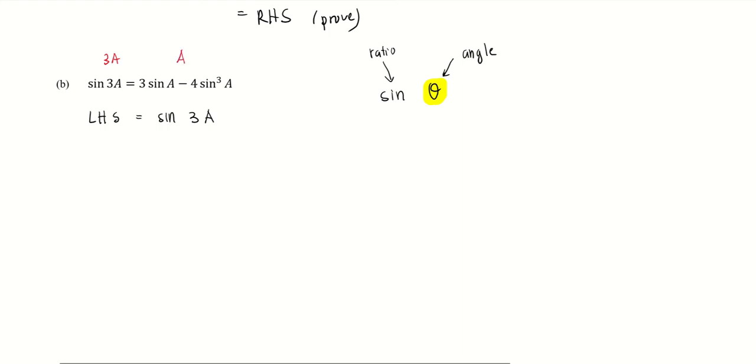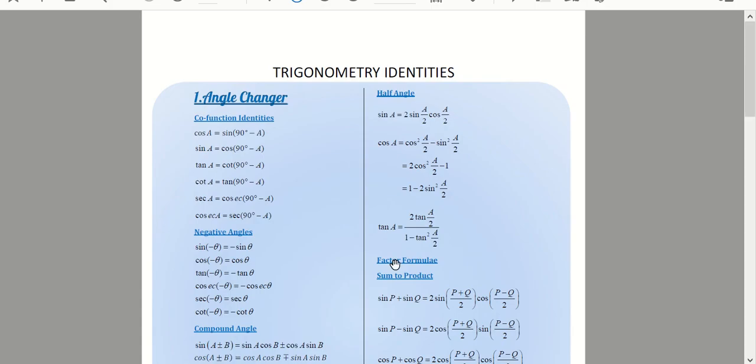So that means there is a change in ratio, in angle, sorry. The change is from 3A, it must become a single angle, which is A. Right, so we need to figure out how to change from 3A to A. Alright, so the way is we can use this guideline.